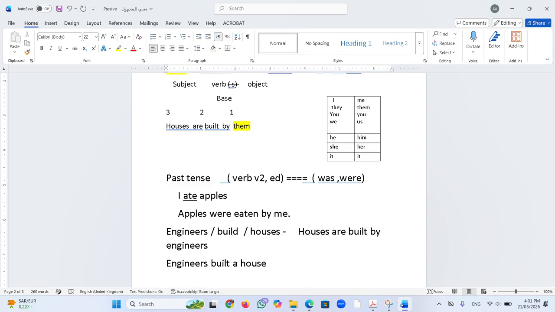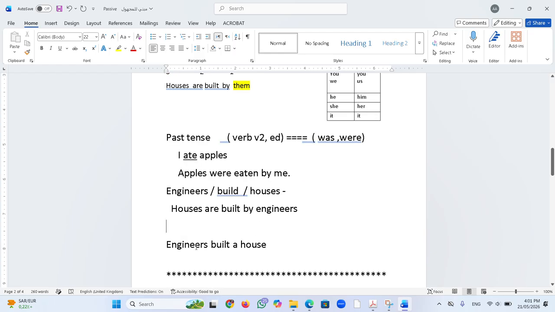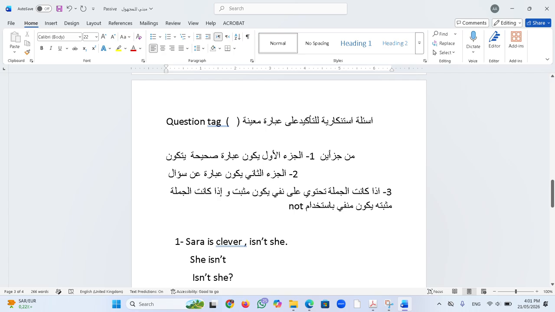Okay. Take the next one. The next example is in the past. Engineers built a house. A house is singular, okay? Now, first of all, divide the sentence to subject, verb, object. Then take the object. The object is a house. Then built by engineers. Clear? Okay.